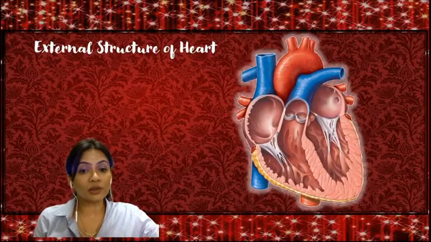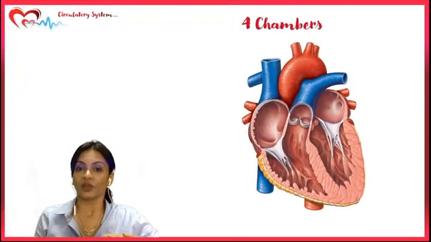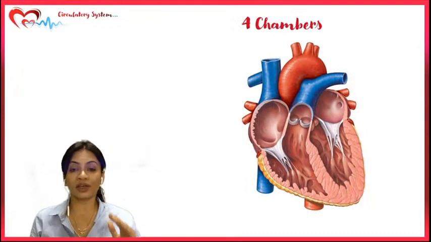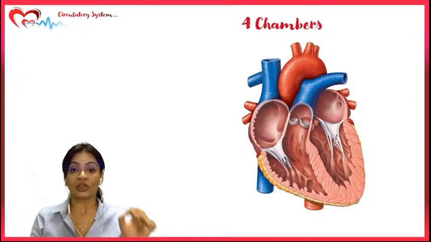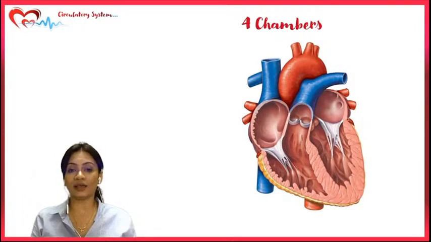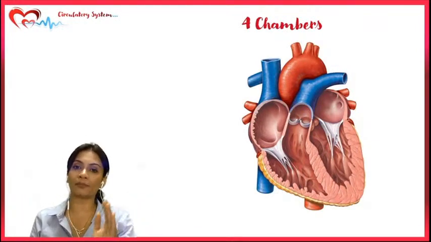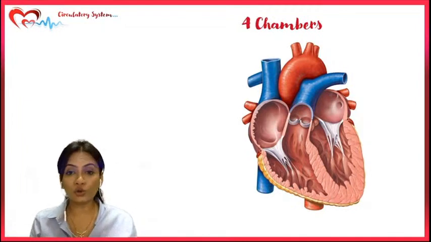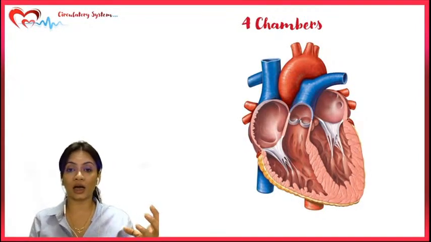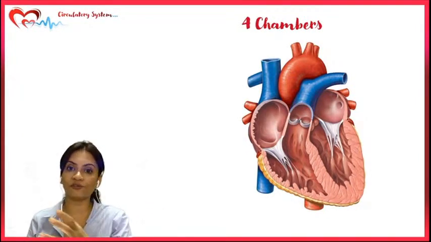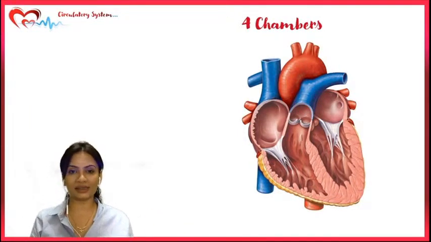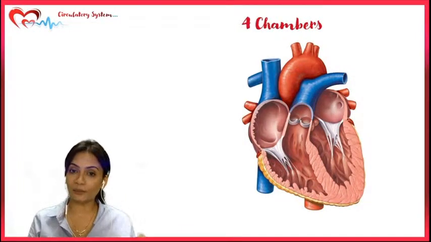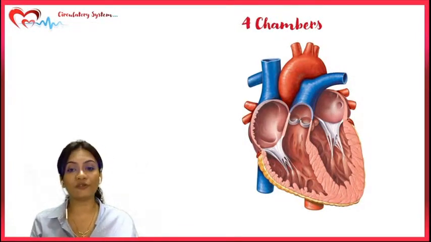Talking about the external structure, first of all, we need to understand that the human heart is a four-chambered heart. There are four chambers and each chamber is separated from the other. No two chambers are connected in such a way that blood can flow between them, resulting in mixing of blood. So they are completely separated. Of the four chambers, there are two superior chambers and two inferior chambers.